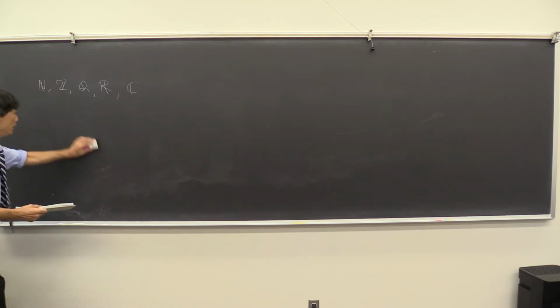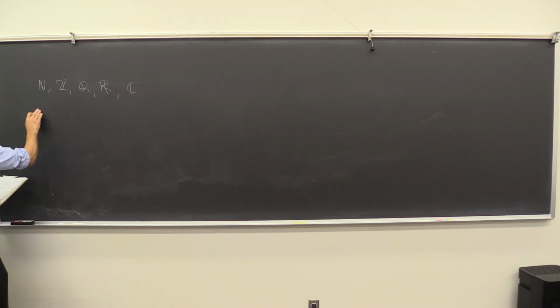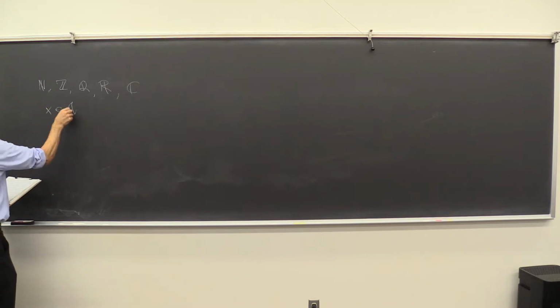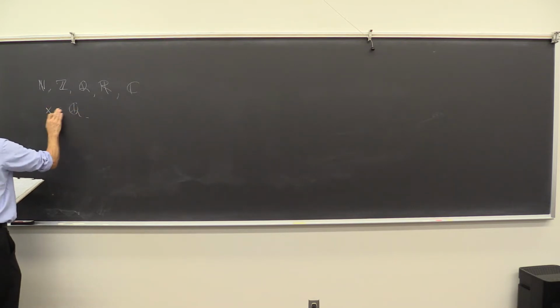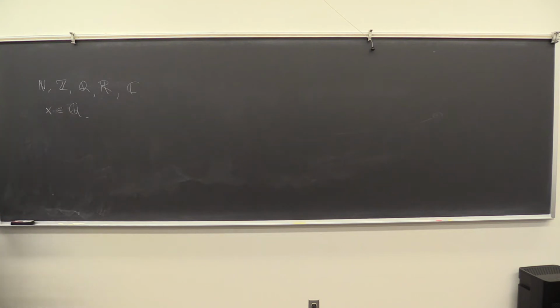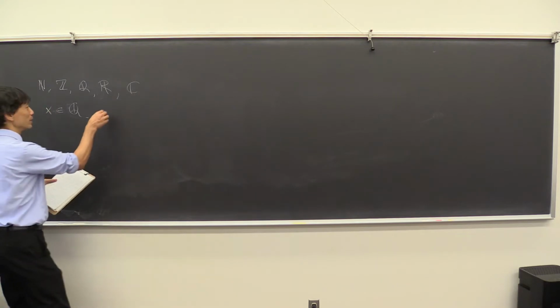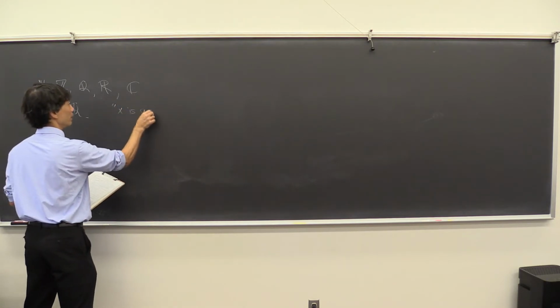We also introduced some other notation. If I say something like this, what does this mean? Anybody, Stella? I think X is an element of Q, which is the rational. Exactly. So X is an element of Q. That's literally what it says, and Q is of course the rational numbers. So this is basically saying X is a rational number.